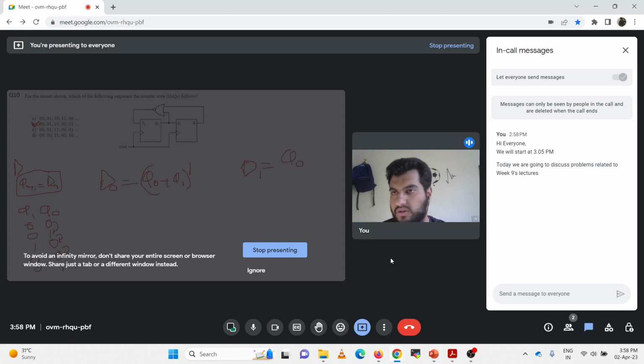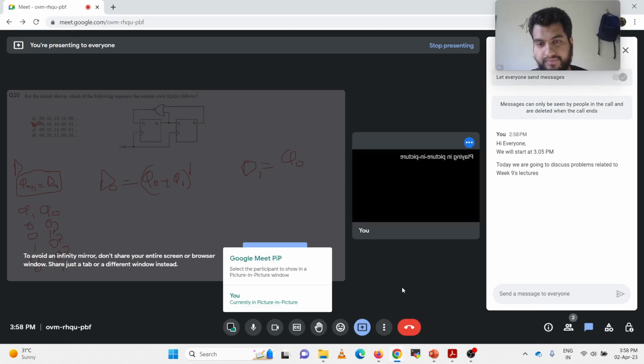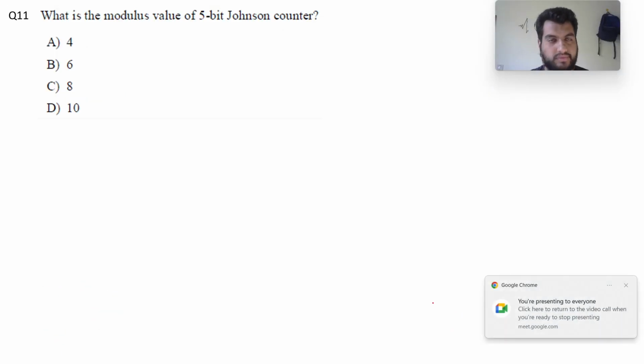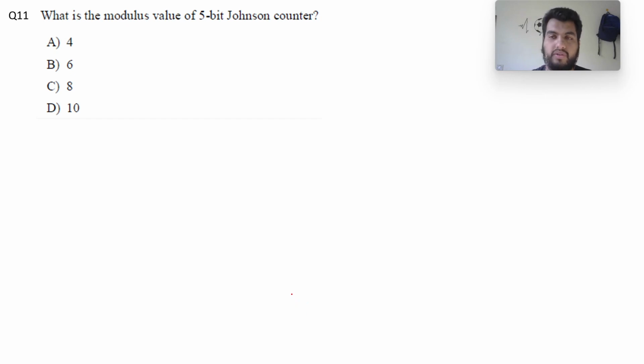So this was question number 10. Now let's discuss question number 11. The question asks, what is the modulus value of a 5-bit Johnson counter? The modulus value is the number of counting states that are possible in the counter.